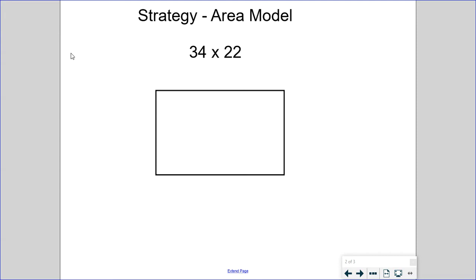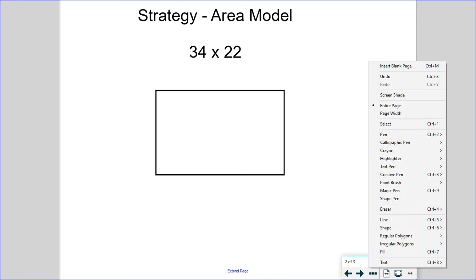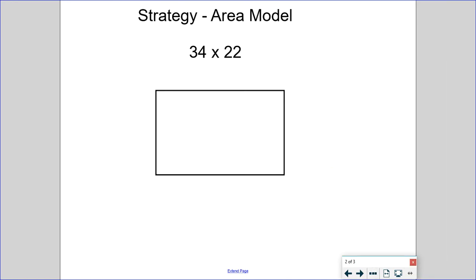The first strategy that we're using is called the area model. Very similar to the one times multi-digit, we're breaking the numbers up into place values. So we have 34 times 4. So we're going to do 30 plus 4.